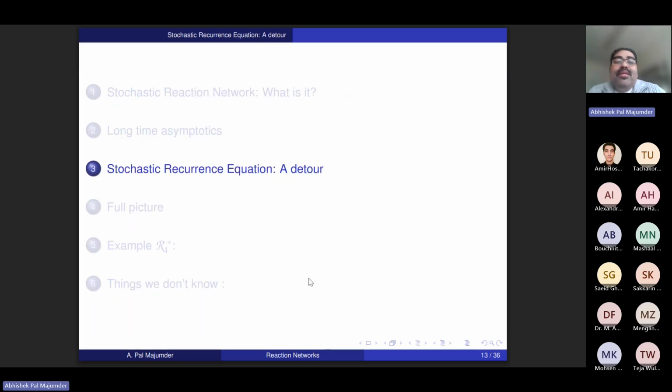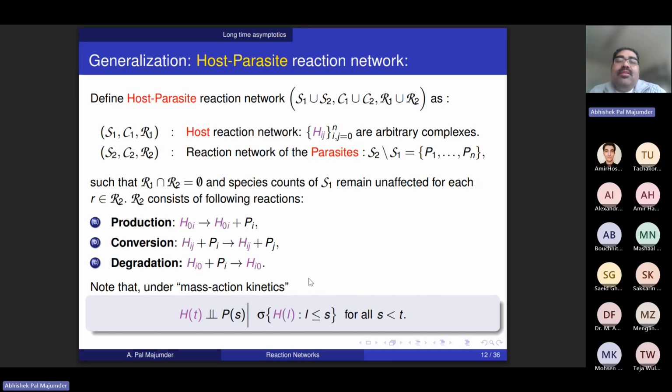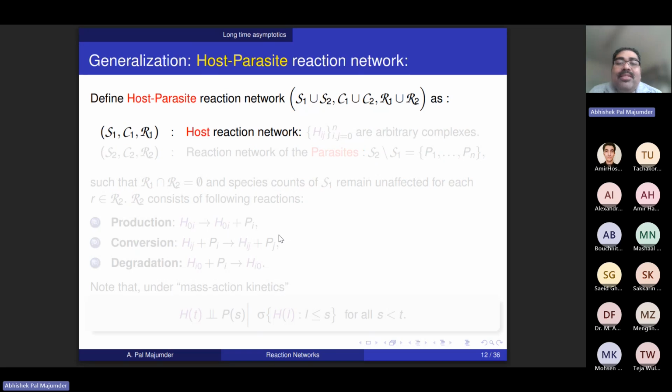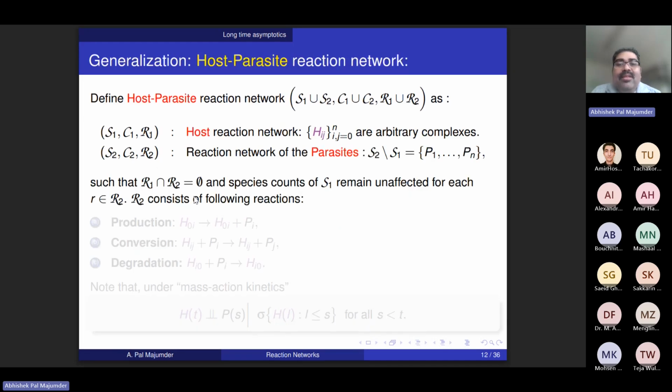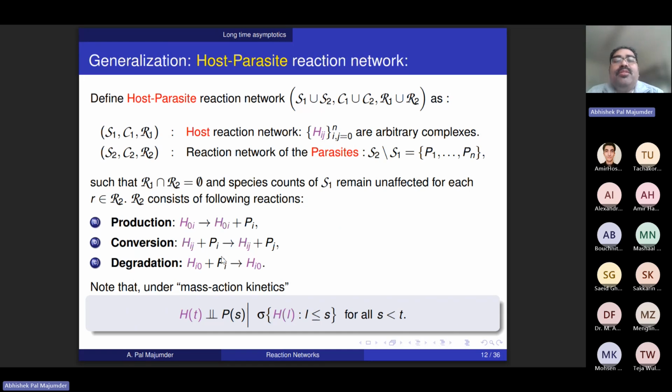So this is the way we create this host parasite reaction. If that happens, then we can prescribe the joint distribution, the joint equilibrium distribution, of the host species and the parasite species. Interestingly, all these reactions are non-weakly reversible, because G1 goes to G2 and G2 goes to G1 are taking place, but G2 goes to P plus G2, and then there is no reaction from P plus G2 that goes to G2. That makes this whole reaction network R1 star non-weakly reversible. So we are trying to give a certain structure of non-weakly reversible reactions, and we can get the equilibrium distribution of the host species and the parasite species together, jointly, via this structure.